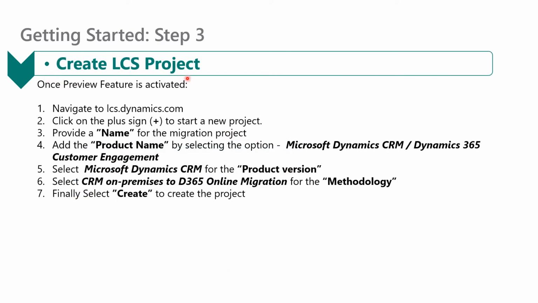Next, create an LCS project once the preview feature is activated. To do so, navigate to lcs.dynamics.com. Click on the plus sign to start a new project. Then provide a name for the migration project. Add the product name by selecting Microsoft Dynamics CRM Dynamics 365 Customer Engagement. Select Microsoft Dynamics CRM for the product version. Select CRM On-premise to D365 Online Migration for the methodology. Then finally, select Create to create the project.